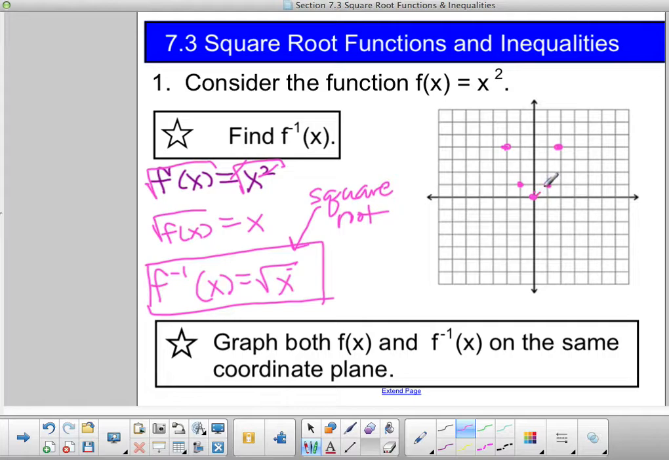If I go ahead and graph this, here is my f of x. This is my parabola. Now let's graph our square root function. If I plug in 0, the square root of 0 is 0. If I plug in 1, the square root of 1 is 1. Let's pick our next perfect square. Let's plug in 4. The square root of 4 is 2, so I plug in 4 and get out 2. If I take the square root of 9, I get 3. So here is my square root function. This is my f inverse of x.